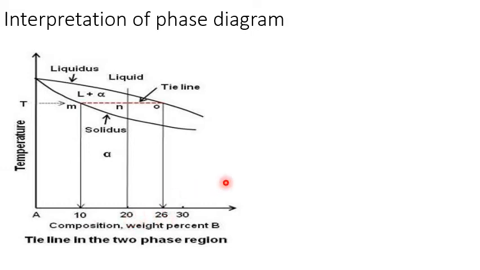Now if I want to know the amount of liquid present, I need to stand at O. I need to say MN divided by MO, that is the amount of liquid. For the amount of solid, I need to stand on the solidus line, that is M. By standing at M, I need to say NO divided by MO.